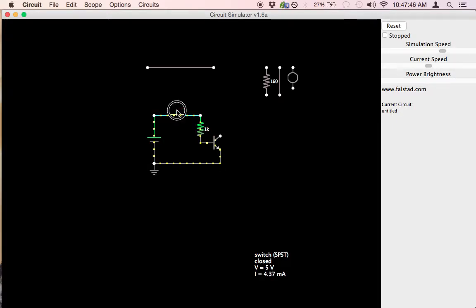Let's close the switch. As you can see, a small amount of current is flowing, represented by the small yellow dots that are moving, and the current flow is indicated by the direction of the movement.